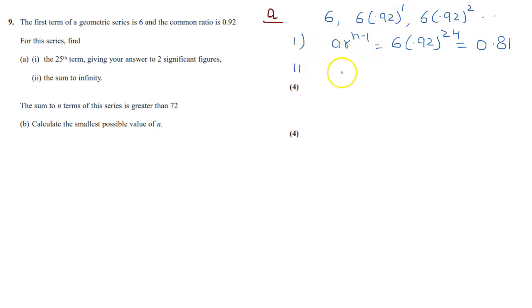Sum of infinity: a over 1 minus r. So 6 over 1 minus 0.92 is 0.08. That is 75. So first part is this, and second is the 25th term and sum to infinity.